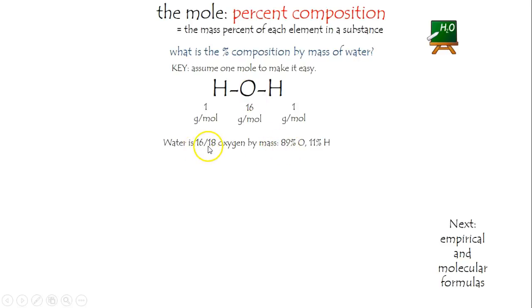Therefore, 16 divided by 18 is 0.89, turn it into a percent. Don't bother doing the 2 divided by 18 because the rest is hydrogen, and you should get 89% oxygen, 11% hydrogen. That's all you really need to do to determine percent composition.